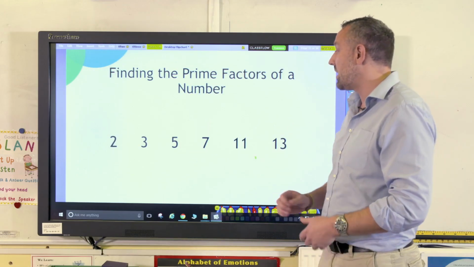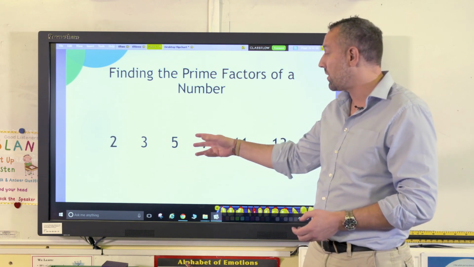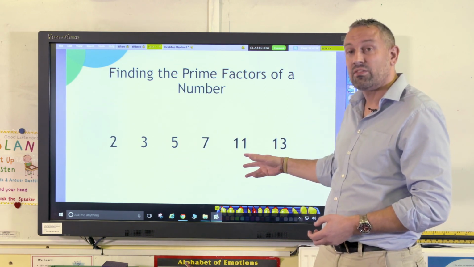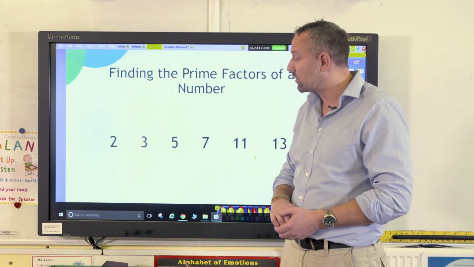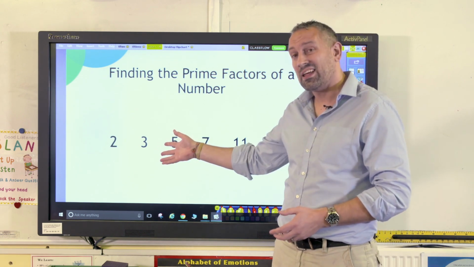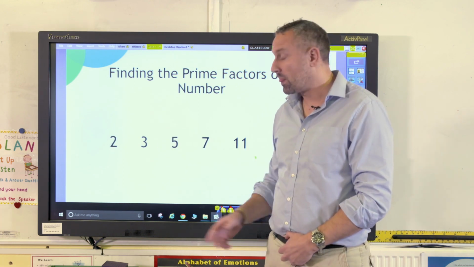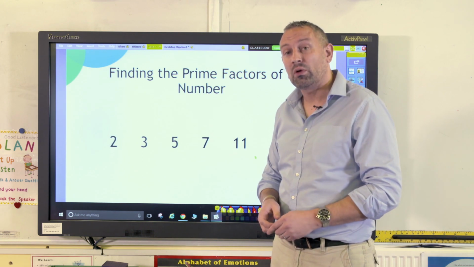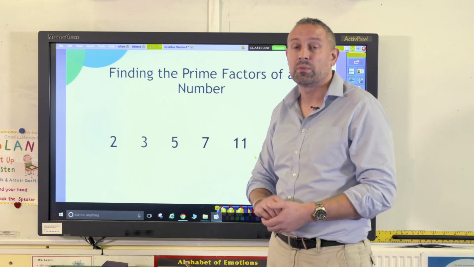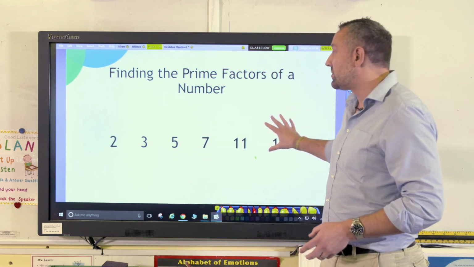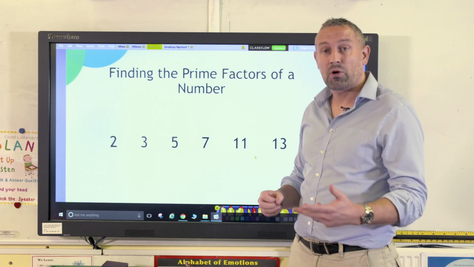If we look at these numbers here, these are all prime numbers. So 2, 3, 5, 7, 11 and 13. It's really important that the children have a real good understanding that 1 isn't in here. 1 is a square number, 1 is not a prime number, and 2 is the only even prime number. Any other number that is even is obviously divisible by 2. So once the children have an understanding of prime and factor numbers, they can then go on to find prime factors.